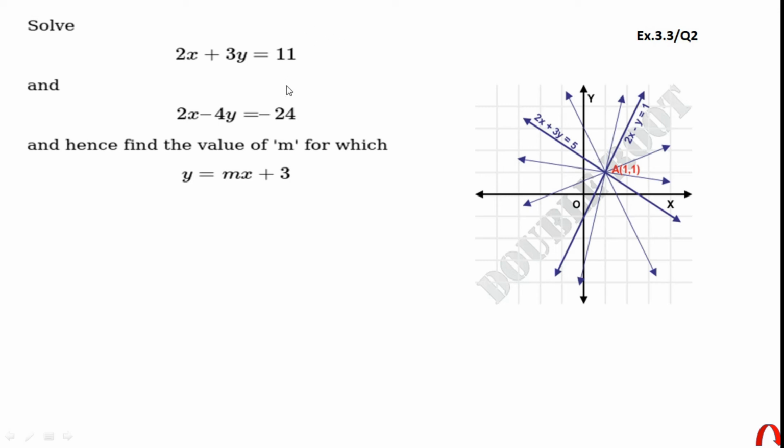So let's look at first this example. The question says solve this and this. Up till here, no problem. After that, it says find the value of m for which y is equal to this. Now, what does this mean? Let us see.